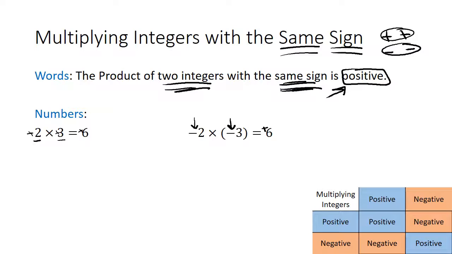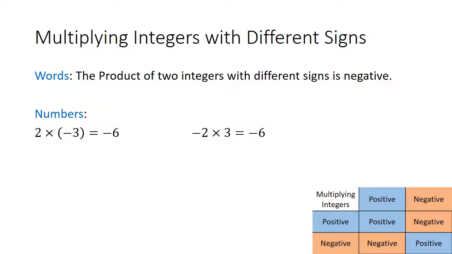So no matter what two integers we have, big or small, as long as they have the same sign, the same charge, as long as that sign's the same, both positive or both negative, the outcome of that multiplication is always going to be positive. So down here we can look at this. We have a positive number times a positive number is going to give us a positive answer. Or a negative number times a negative number is going to give us a positive answer.